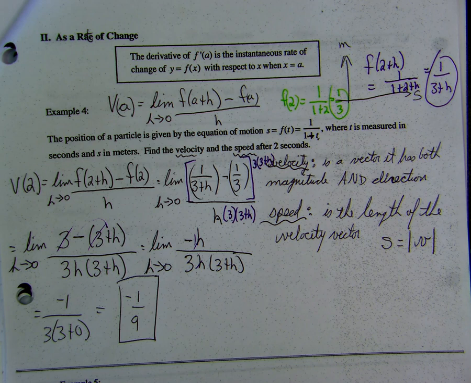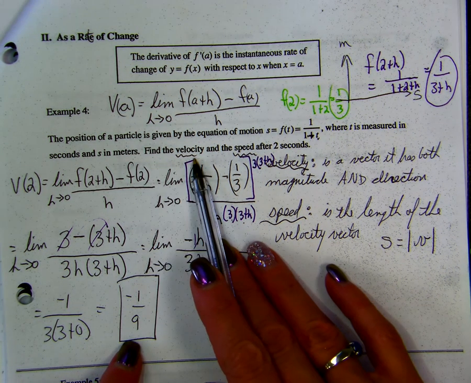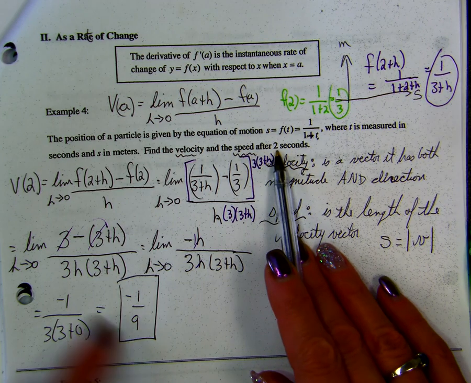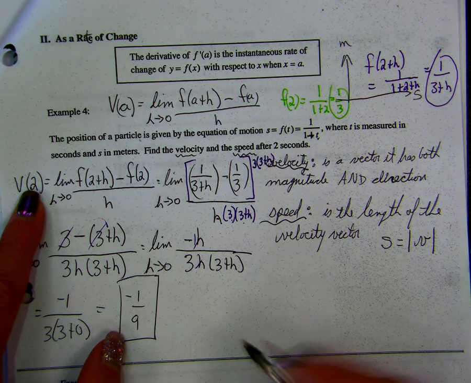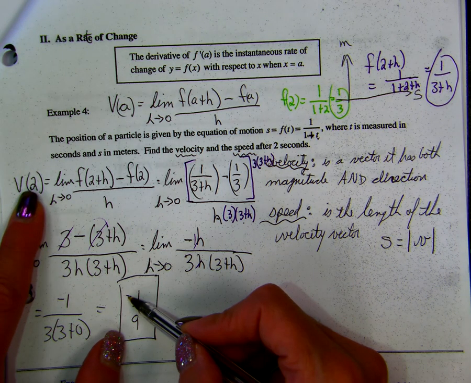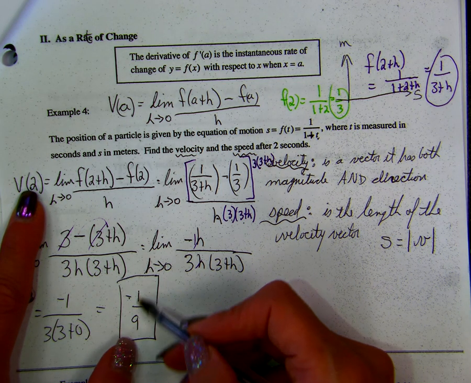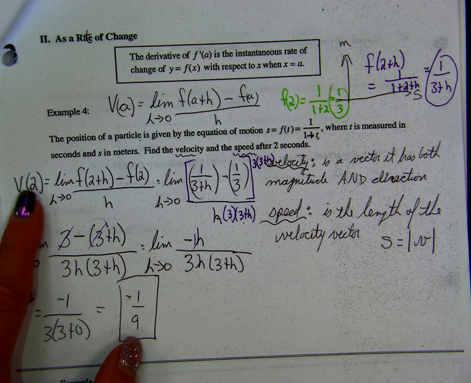Okay, did all that work? What was I trying to do? I was trying to find the velocity and the speed after 2 seconds. Here's the velocity after 2 seconds. The negative means we're moving backwards, the direction. At what speed? At 1 over 9.